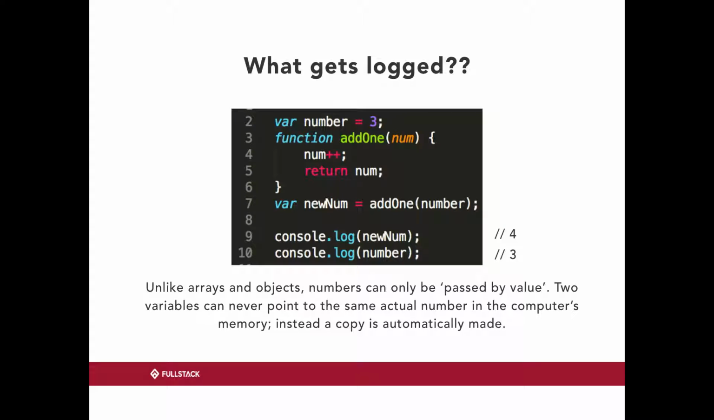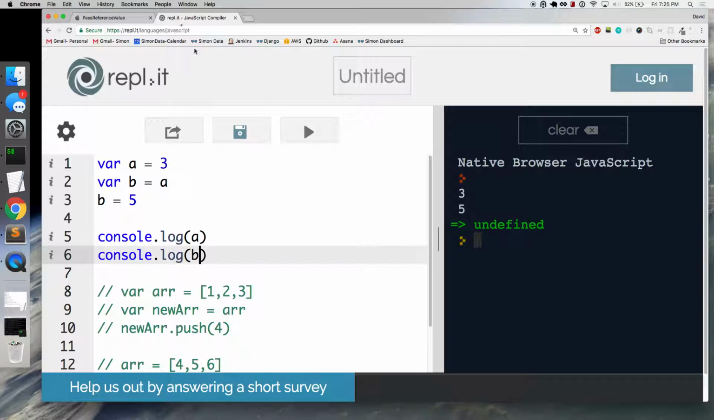Is that a global variable? Number? The var number? In this case, yes. Var usually puts things on the... JavaScript is function scoped. So in this case, because this is the outermost scope, it's global.